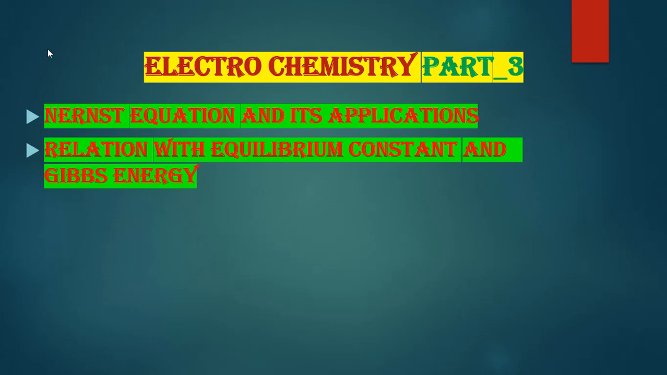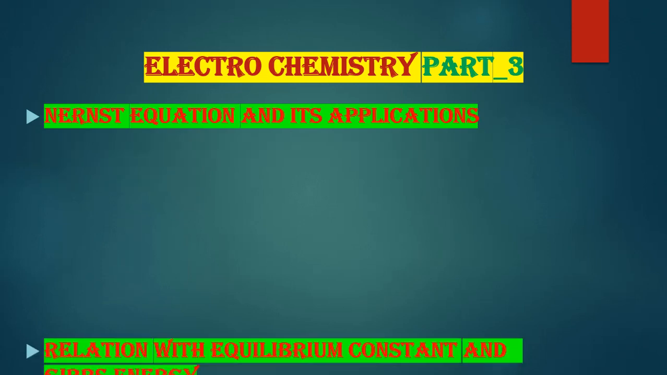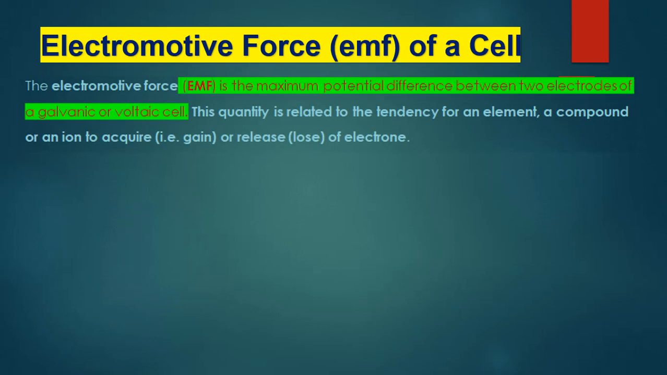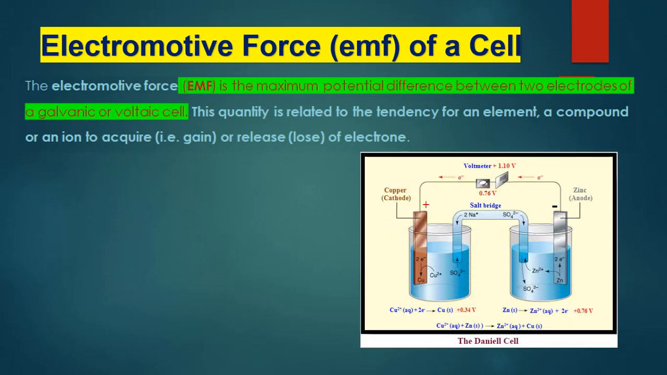So, first of all, you have to know about EMF. Regarding EMF, we discussed in the last class. Electromotive force, what is the electromotive force? Already we discussed in the last class. Again I am repeating, EMF means it is the maximum potential difference between two electrodes of a galvanic cell or voltaic cell. See here one figure, zinc and copper electrodes are present in the respective solutions.